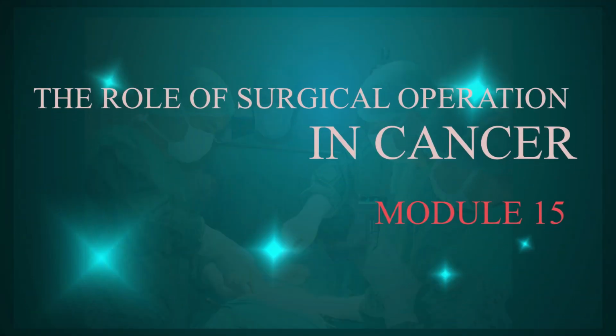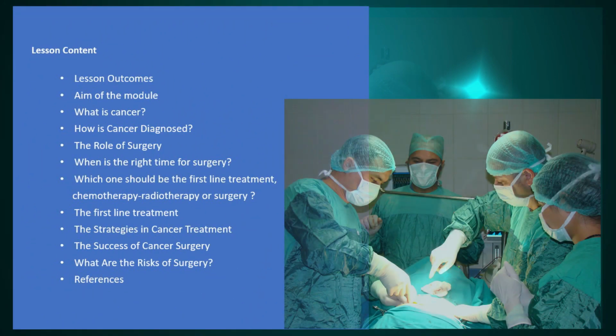The role of surgical operation in cancer. Module content. Module outcomes. Aim of the module. What is cancer? How is cancer diagnosed? The role of surgery. When is the right time for surgery? Which one should be the first-line treatment, chemotherapy, radiotherapy, or surgery? The first-line treatment. The strategies in cancer treatment.